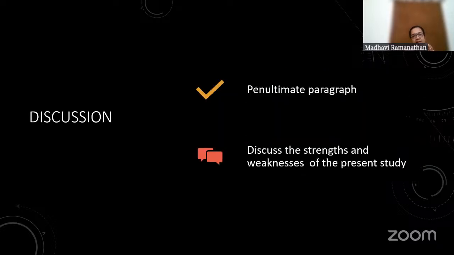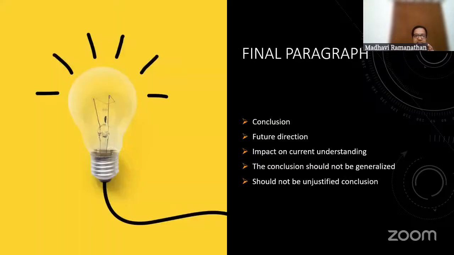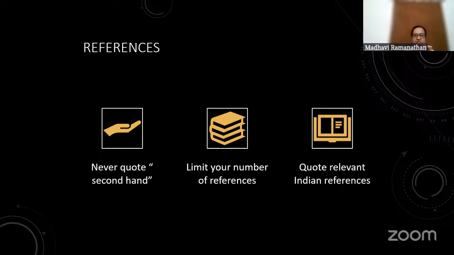In the penultimate paragraph, you have to discuss the strengths and weaknesses of the present study, and ideally do not end with "we are now investigating further" or "further studies are needed," something like that. The last part, the conclusion, should have some future direction and impact on the current understanding. The conclusion should not be generalized. Make it very, very specific, and again that should correlate with your aim as well.